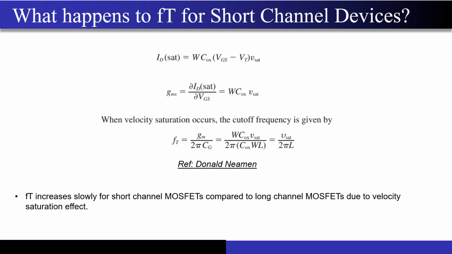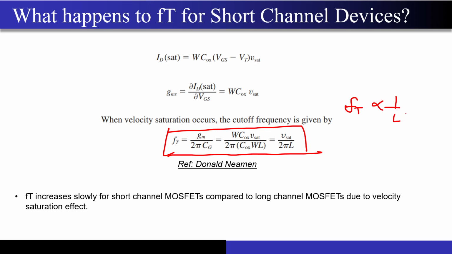Now for that velocity saturated MOSFET, the FT is Vsat divided by 2 pi L. Initially, FT was increasing as 1 upon L square when I decrease L. Now it is just 1 upon L. So if you keep on reducing the channel length, you would expect a very sharp increase in the FT. But because the MOSFET has been velocity saturated, the increase in the FT will be very slow.